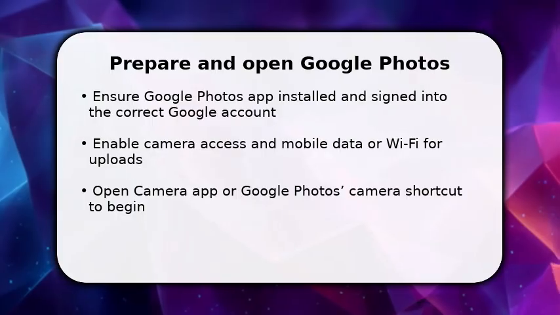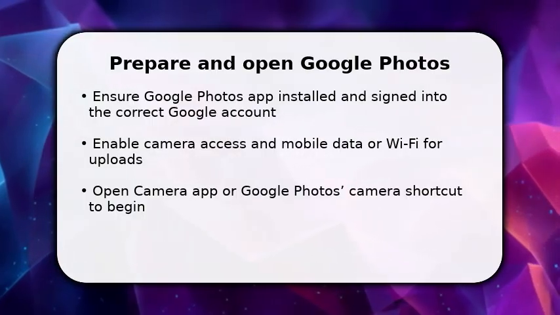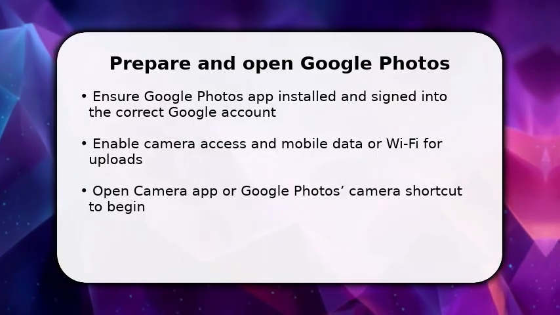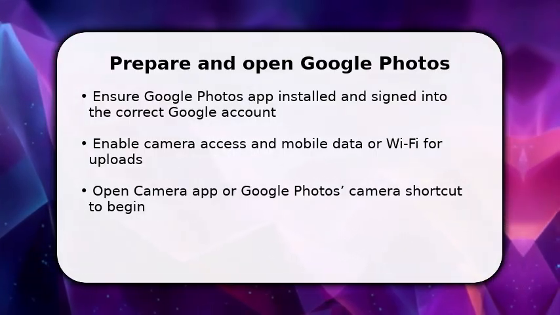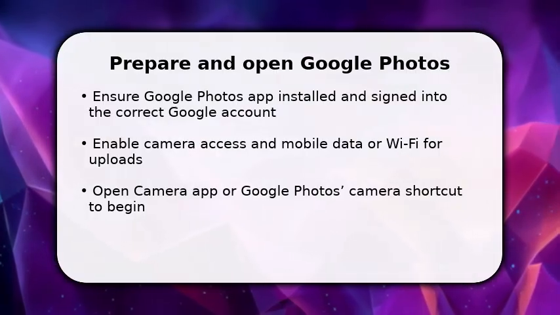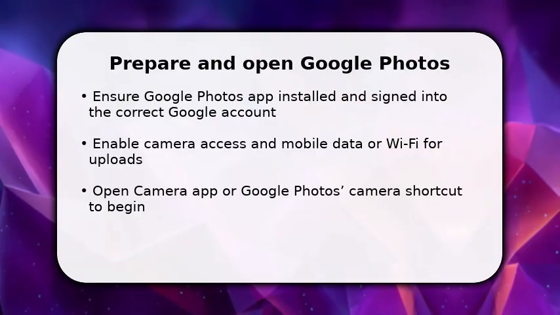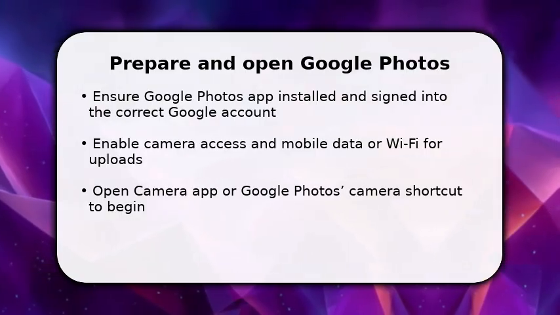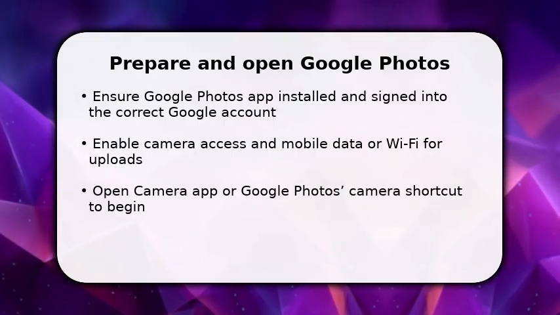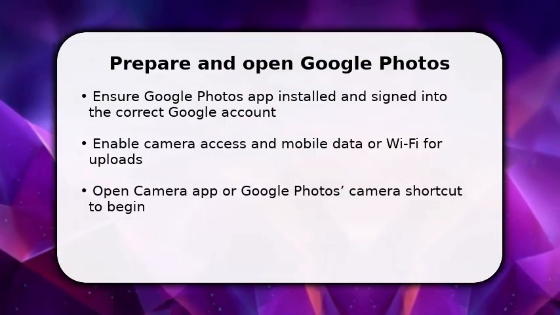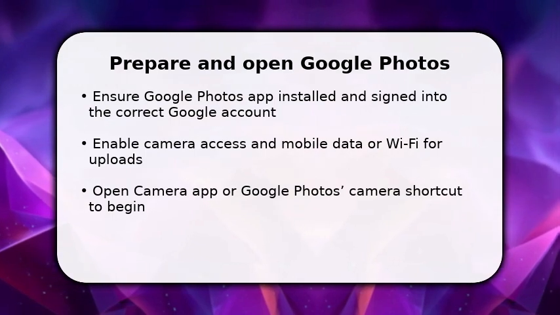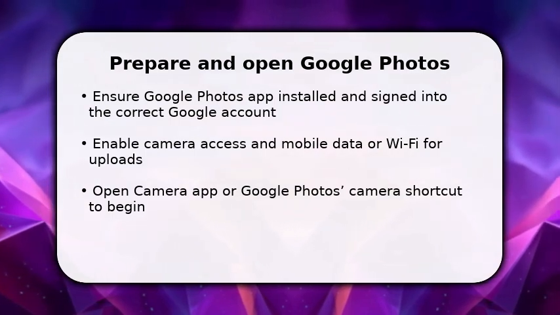You'll start by confirming prerequisites so shots go straight into Google Photos. Sign into the right Google account and enable camera and photos permissions. This gives the app access to save and sync files. Once done, open the camera app or tap the camera shortcut inside Google Photos to shoot. Make sure mobile data or Wi-Fi is enabled if you want immediate backup. This prevents missed uploads and keeps your roll consistent across devices, which matters when you later organize or share images.